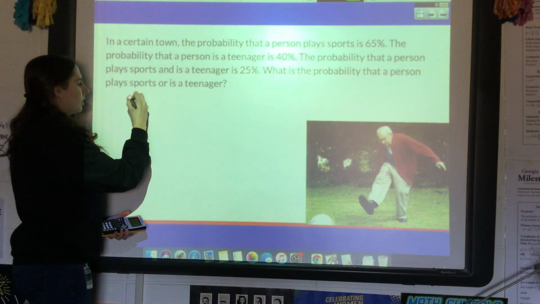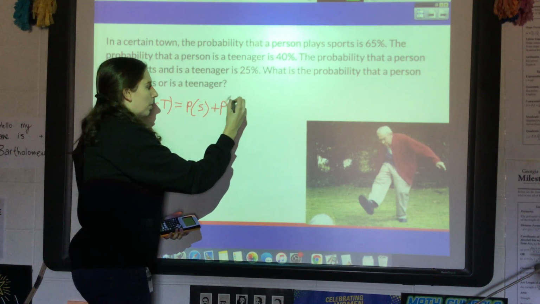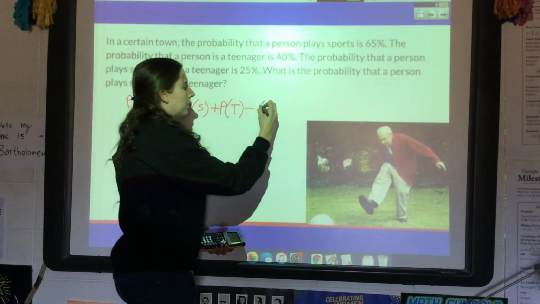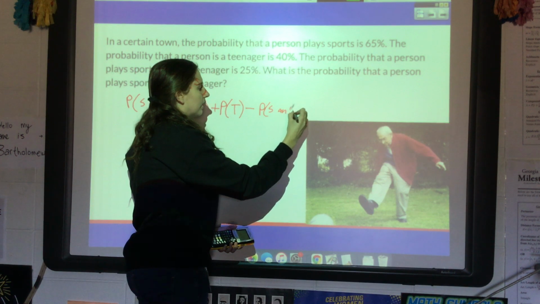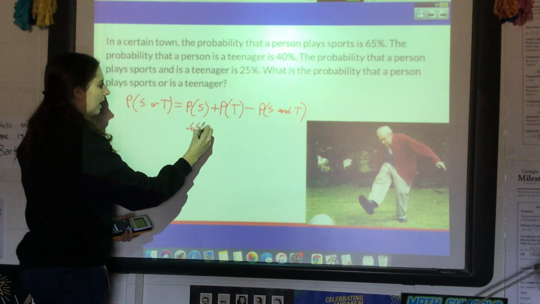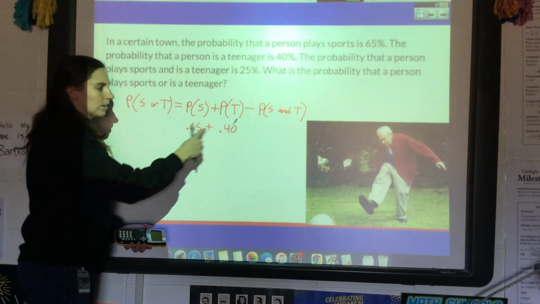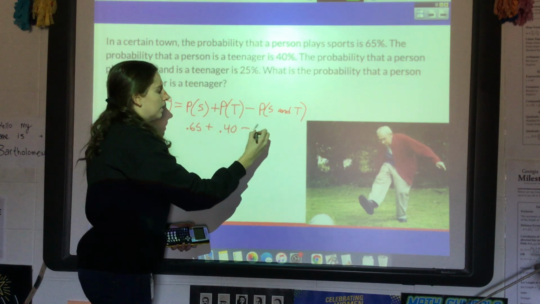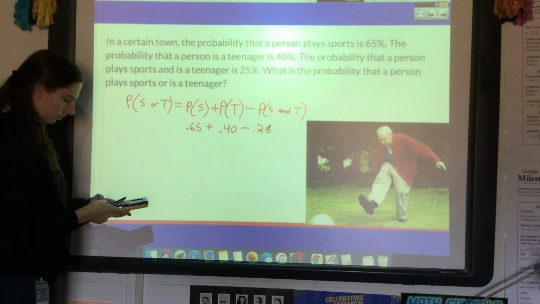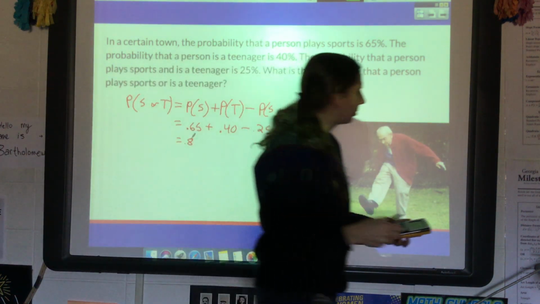Again, just follow that formula. So the probability of sport or teenager is the probability you play a sport plus the probability you're a teenager. But then we have to subtract the people who play sports and are teenagers because we double counted them. So the probability of both sport and teen. And it gave us all this. Sport is 65% or 0.65. The probability they're a teenager is 40%. Notice there's definitely some overlap because this is over 1. So we'll subtract the 0.25 that we're playing a sport and a teenager and see what we get. That is 0.8 or 80%.